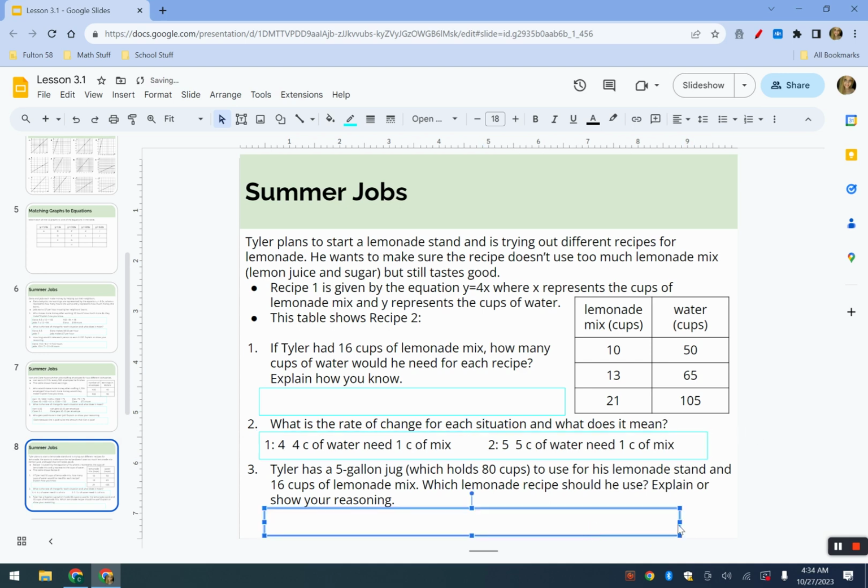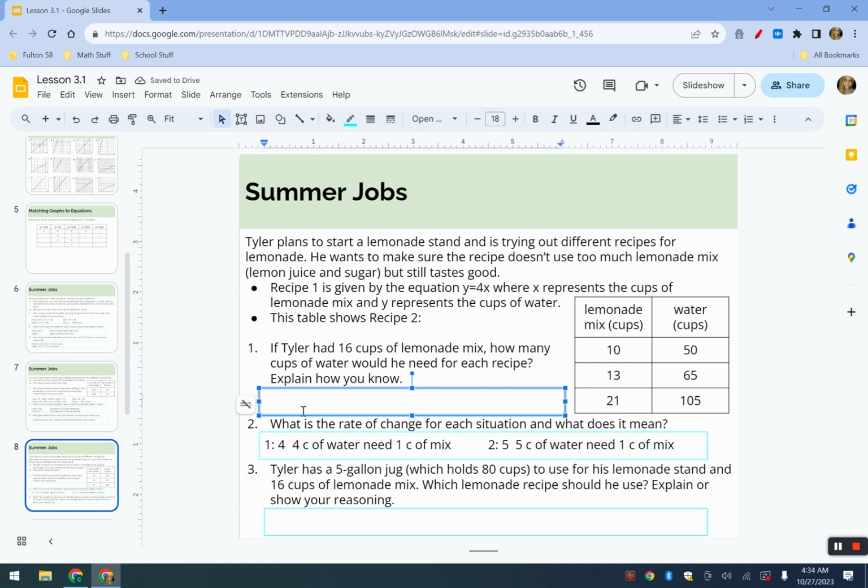So now we can use our rate of changes actually in number 1. And for recipe 1, we are going to do 16 times 4. And that is going to give us 64. So we would need 64 cups of water. For recipe 2, we're going to do 16 times 5. That's going to give us 80 cups of water.